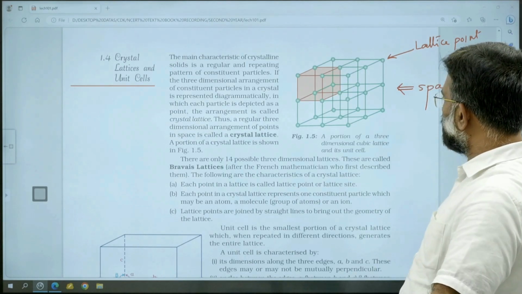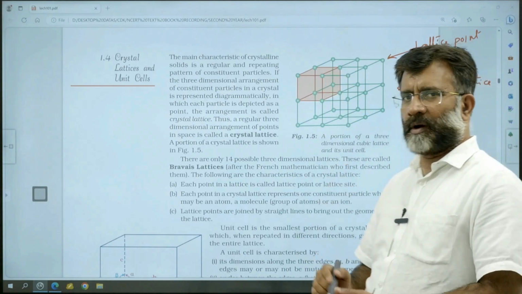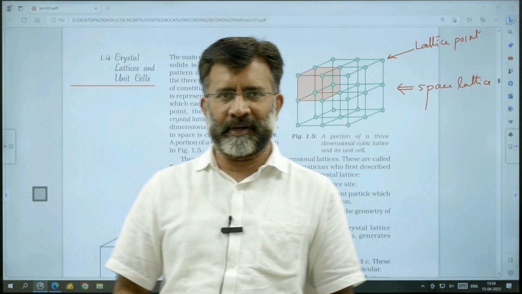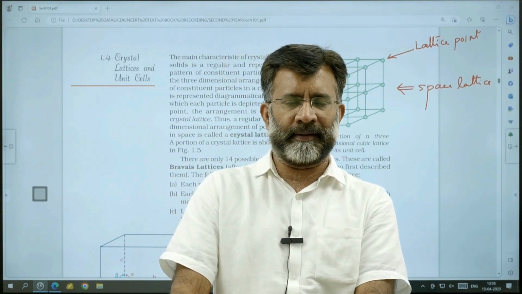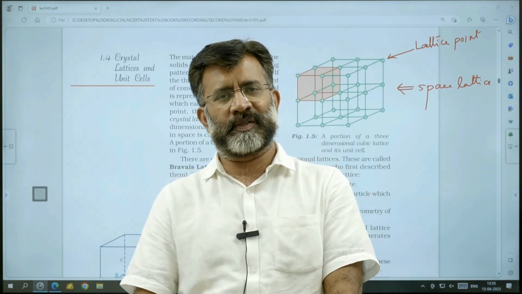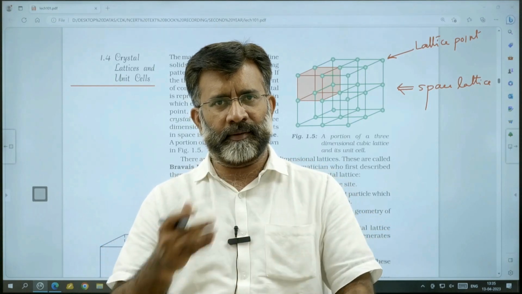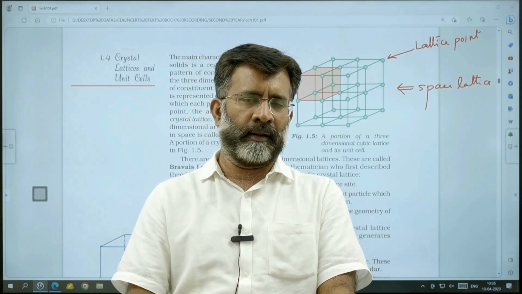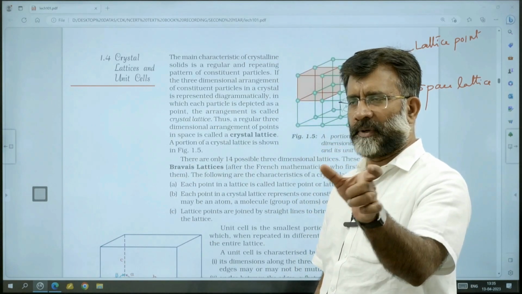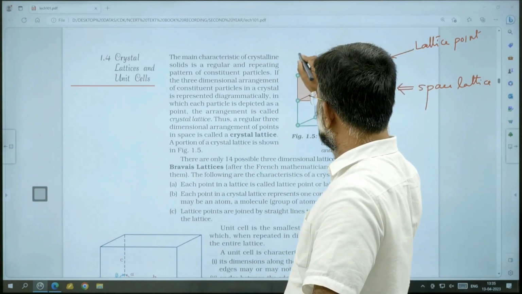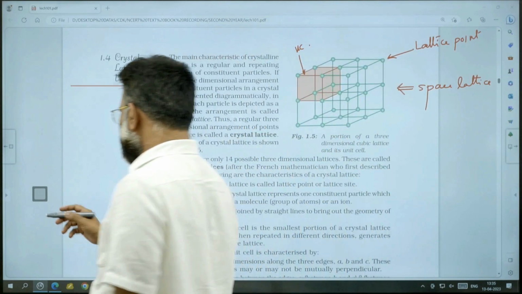In that space lattice, you can see one of the units is shaded. That is called a unit cell. What is meant by unit cell? The regular repeated unit is called a unit cell. The building block of crystals is called a unit cell. The fundamental unit which keeps on repeating in 3 dimensions, building a crystal, is called a unit cell. It is the smallest arrangement unit.